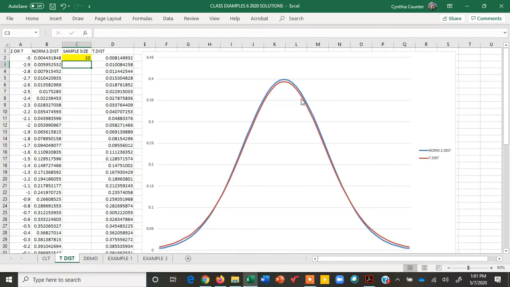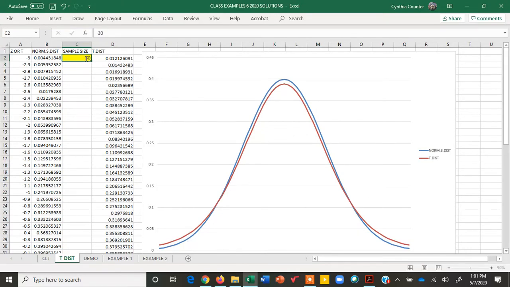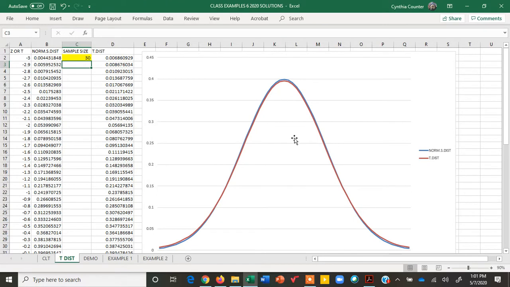Here I have a graph of both the standard normal and the t-distribution. The standard normal is in blue and the t is in red. The t-distribution is different for different sample sizes. Right now this is for a sample size of 20. If I make it smaller, sample size 10, we see then there's a bit more of a difference. If we go up to 30 for the sample size, there's very little difference. But this is what we use to approximate the standard normal.